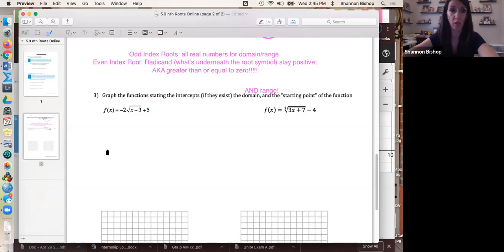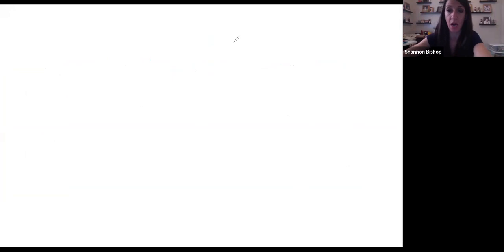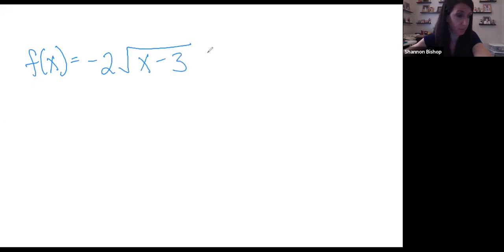Okay, so let me jot this down so that I can move my screen and still know what I'm doing. The first thing that you always want to look at on these is domain, because the starting point, as I call it on that document, is based on your domain. So that function, f of x equals -2 times the square root of x minus 3, and then plus 5.